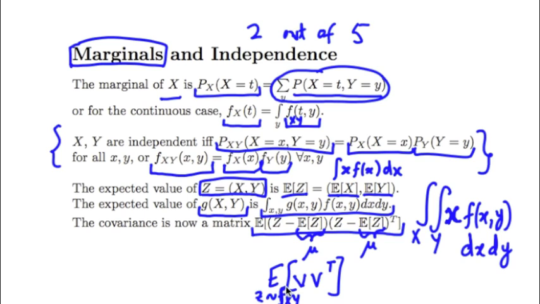Right? So maybe P x y. So let's just recap. We define the marginal of x, which is integrating out some of the variables. We define independence in terms of the marginals of x. We define what it means for the expected value of a vector and the expected value of multivariate functions. And we define the covariance matrix.